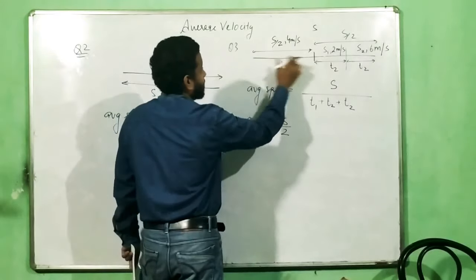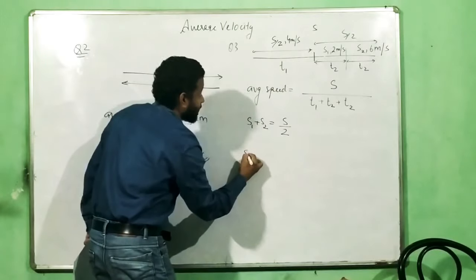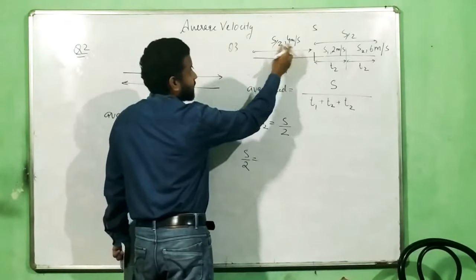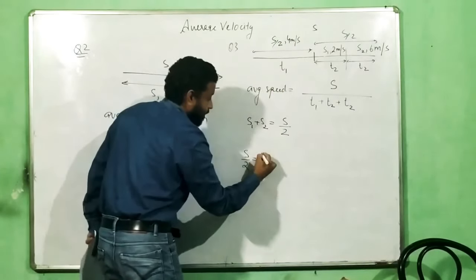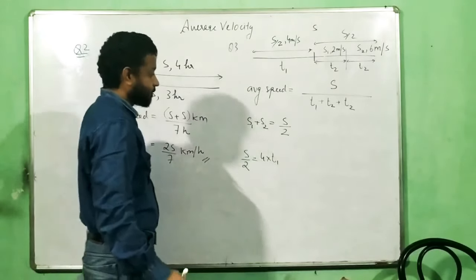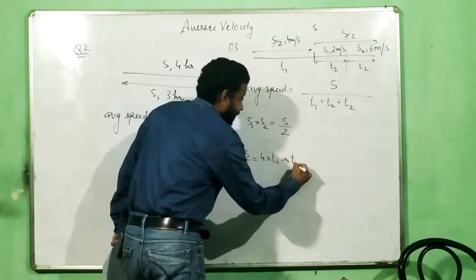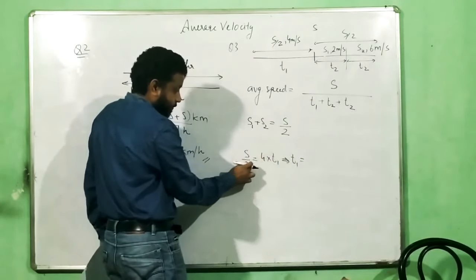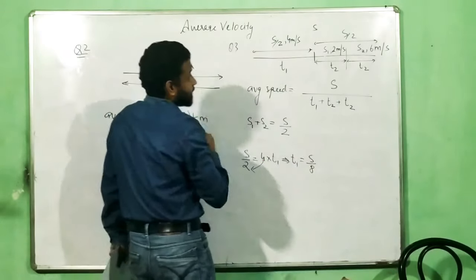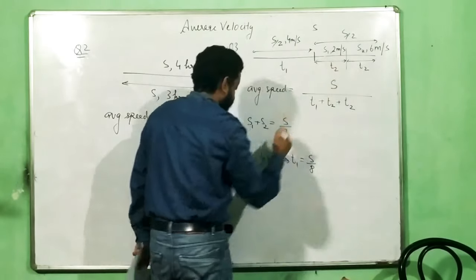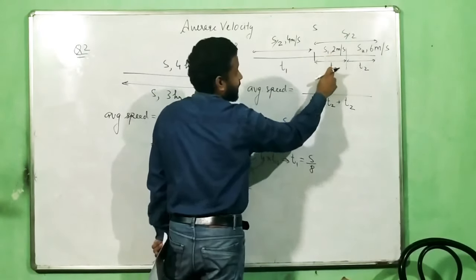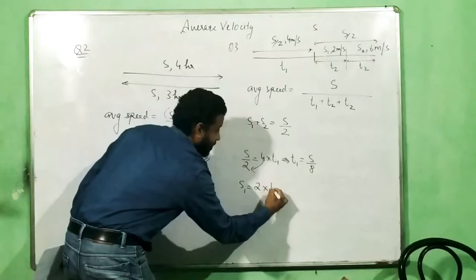Now consider this part from here to here. In this part, S by 2, distance equals speed multiplied by time. So S by 2 equals 4 into t1. This implies t1 will be equal to, take this 4 here, so it becomes S by 8. Go to the second segment. In this segment, what is S1? S1 will be equal to speed 2 meter per second multiplied by time, that is 2 multiplied by time t2.